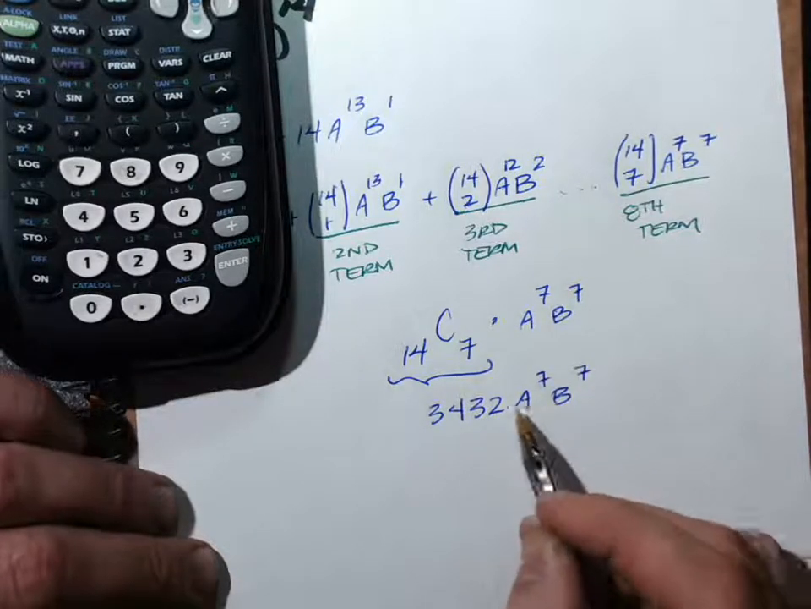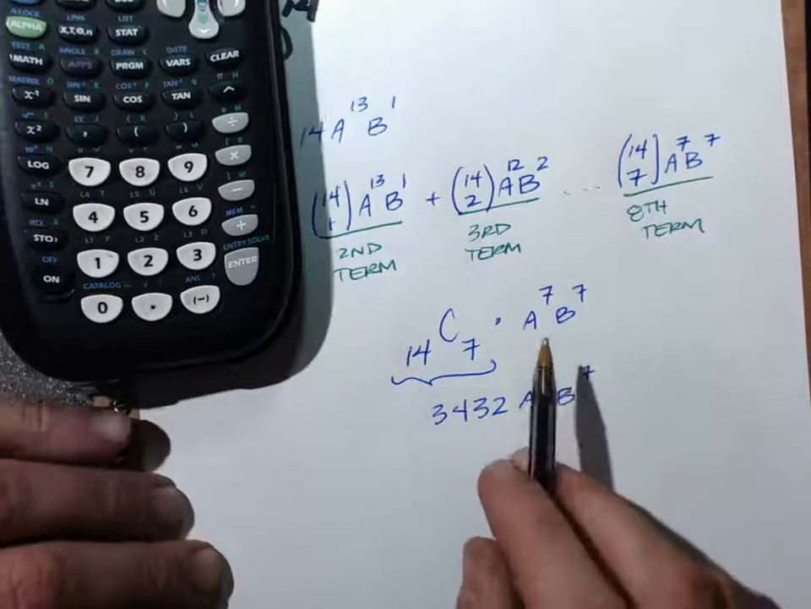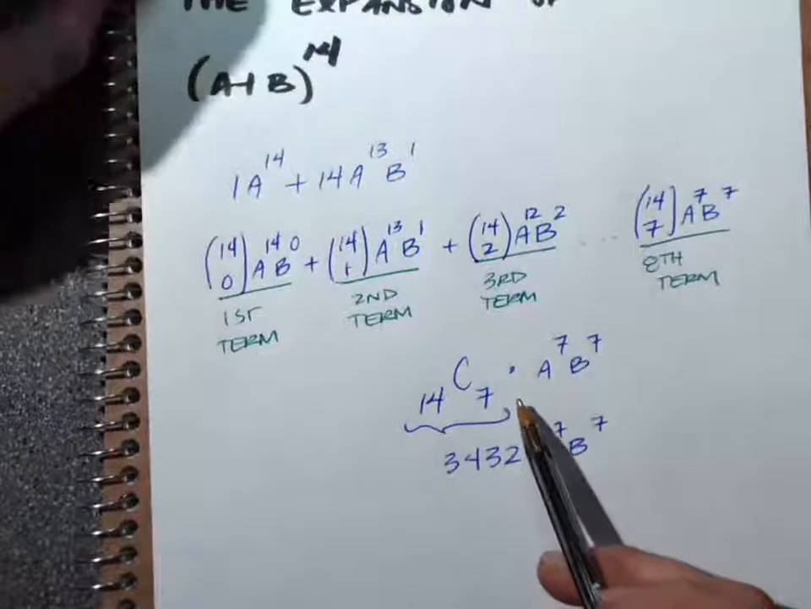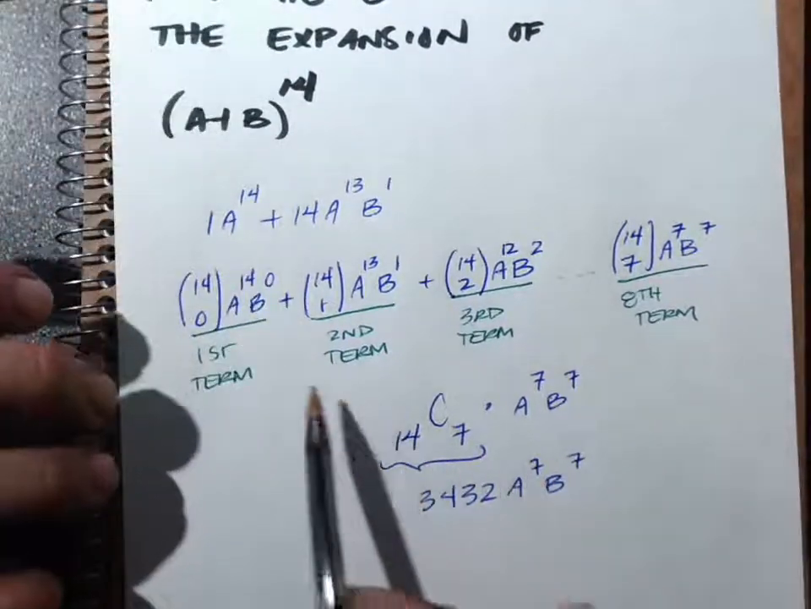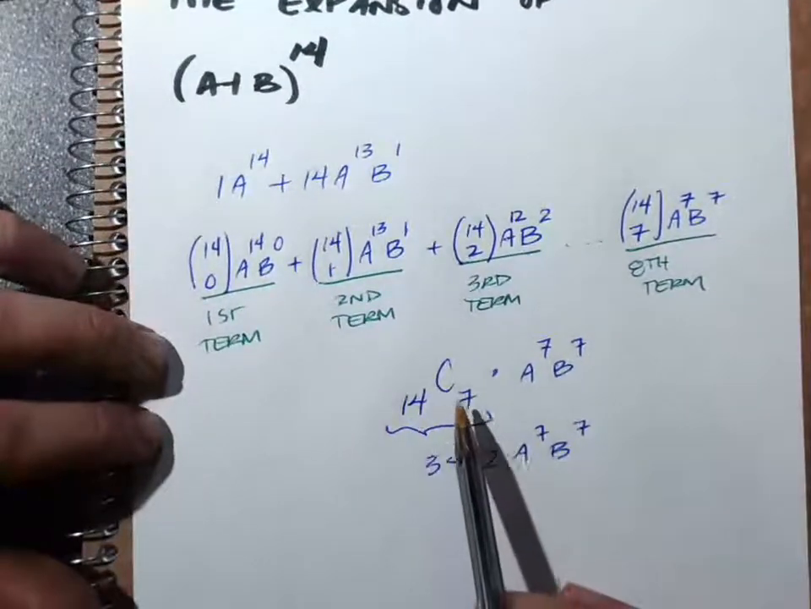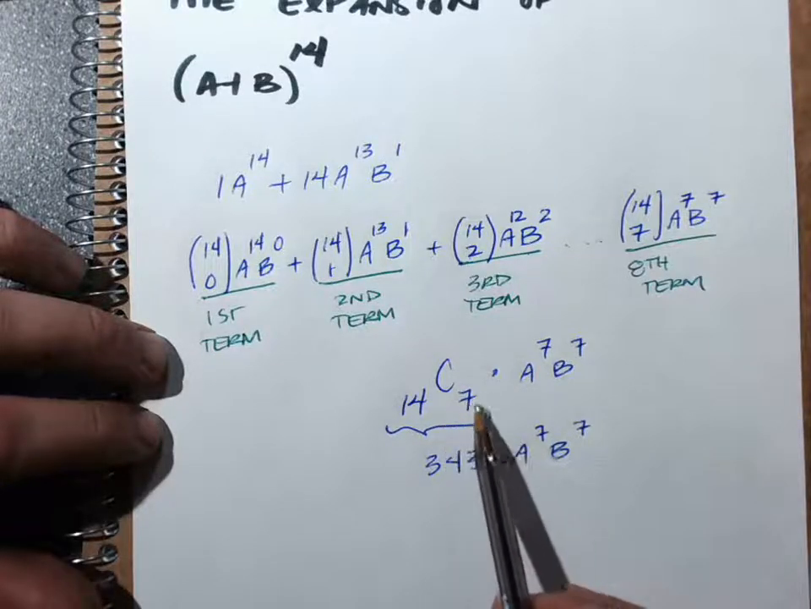Now, if you have a different value of a and b, then we still have to maybe simplify a step further. But that's how you would determine a specific term without going through the trouble of writing them all out. If you're looking for the 8th term, this is a 7. Always off by 1.